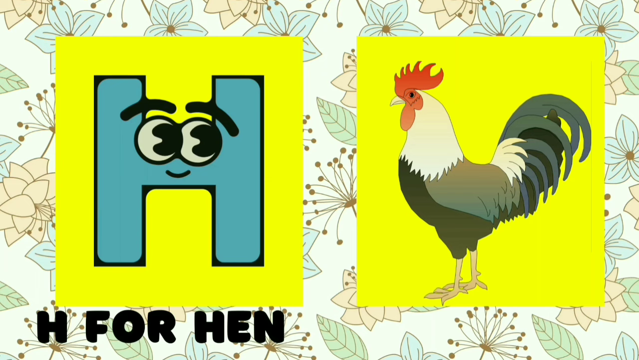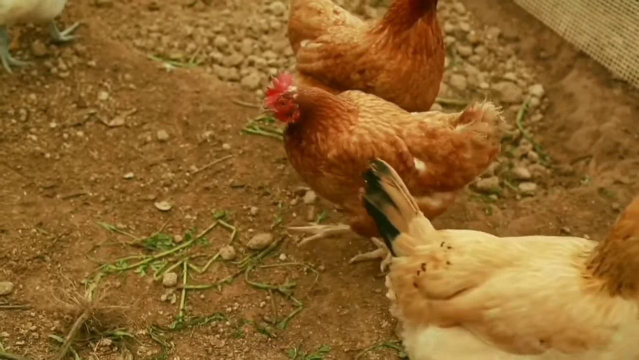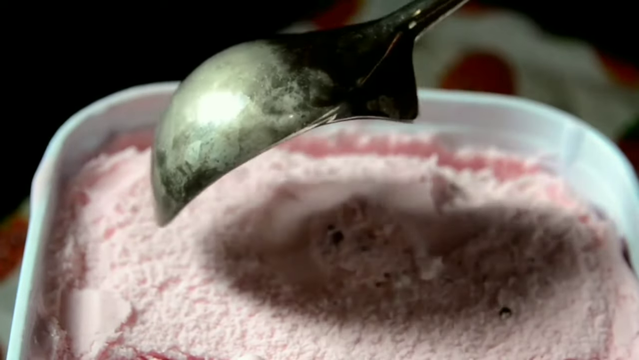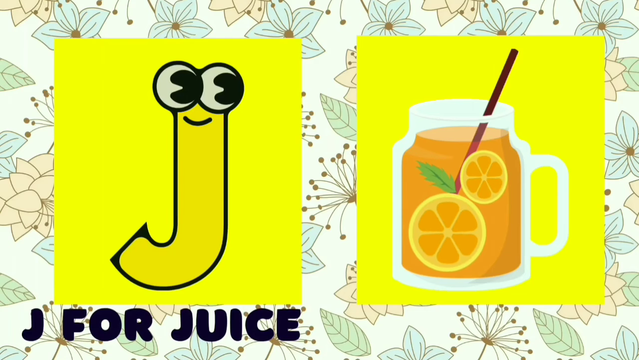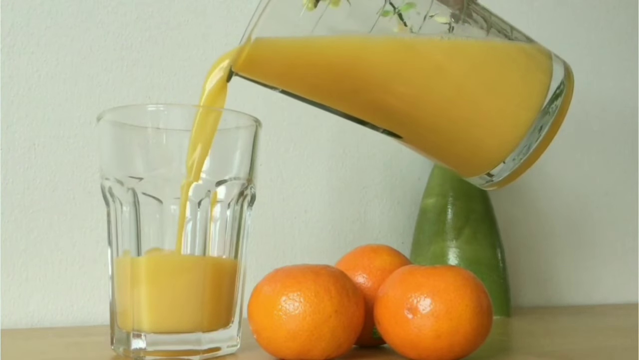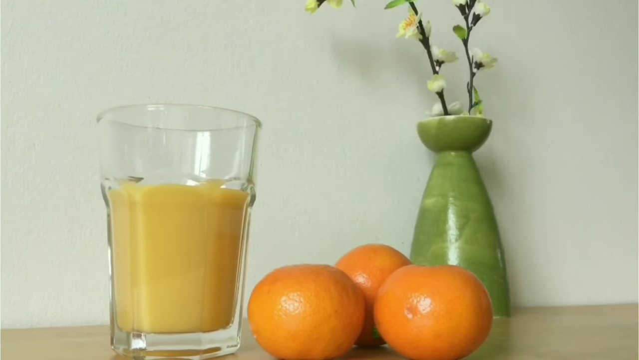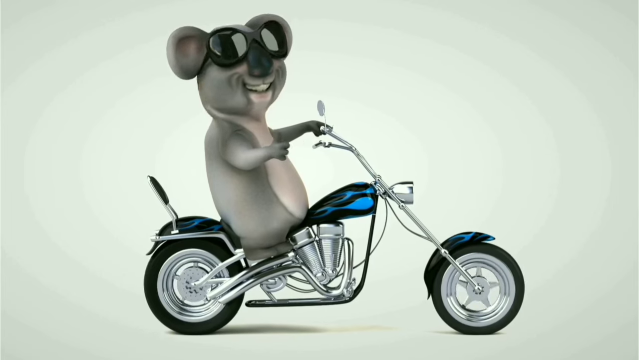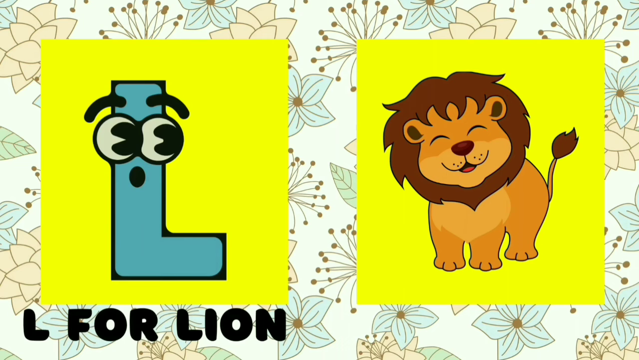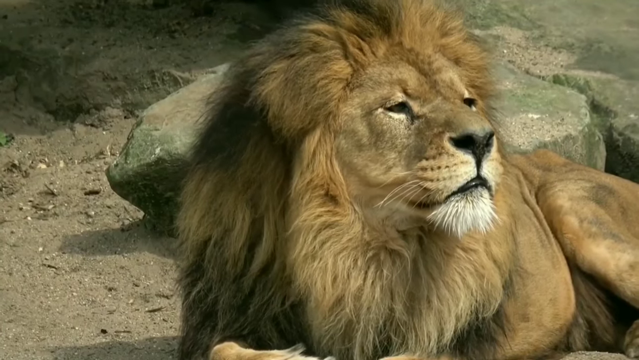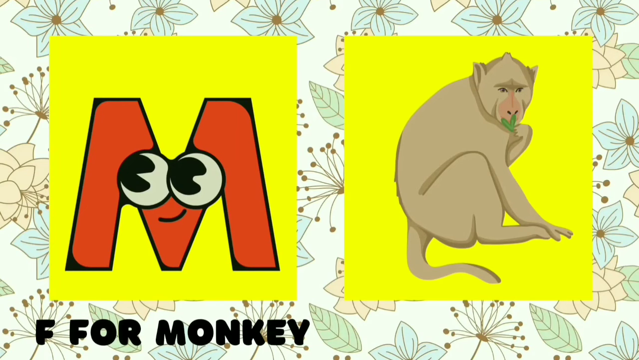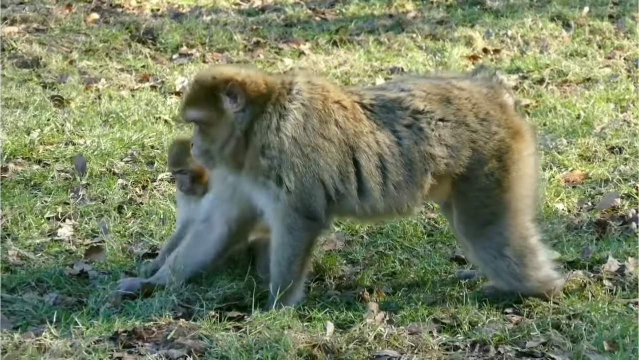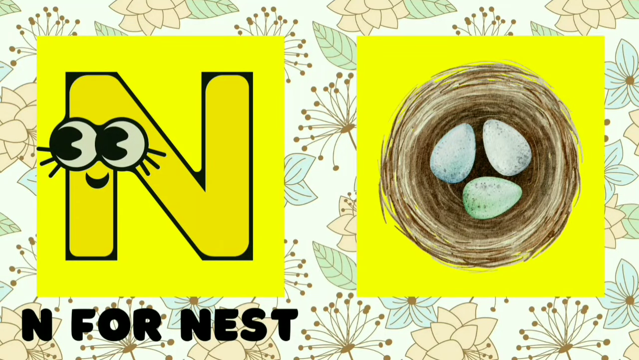H for hen. I for ice cream. J for juice. K for koala. L for line. M for monkey. N for nest.